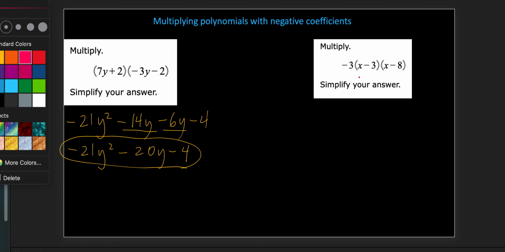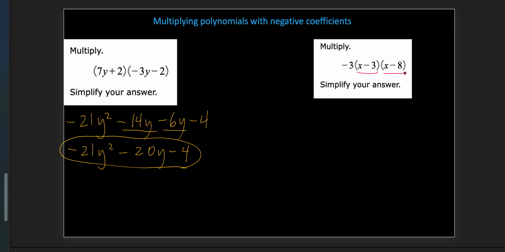So for this problem, we have negative 3 times 2 binomials. What I would do is definitely multiply these first. So I'm going to have this negative 3 hanging out with what I do in here. So I'm going to FOIL these 2 binomials first. That's how I would do it.